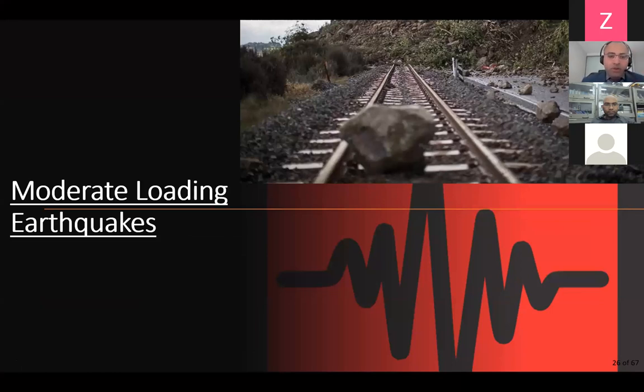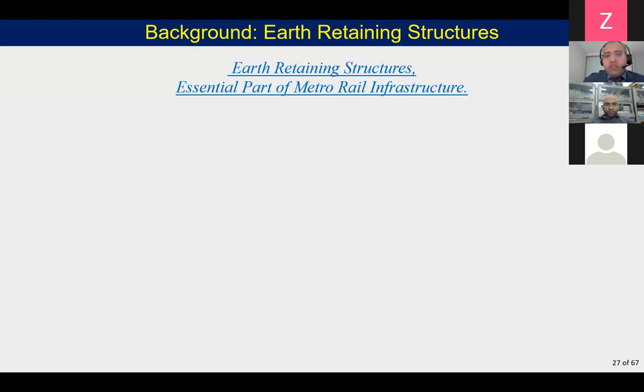Here I'm trying to discuss a very important topic, which we are working on nowadays. I started working in this area in 2016 during my PhD at the University of Melbourne. This is a really interesting area, especially from the Indian and Australian perspective, where retaining walls are not performing well when subjected to earthquake loading. Earth retaining structures are a really important part of any metro rail infrastructure, even metro cities and smart cities, because they retain the massive weight behind them. It could be a basement wall of a building, an earth retaining wall in a harbor area, a bridge abutment, or a simple retaining wall supporting a highway.